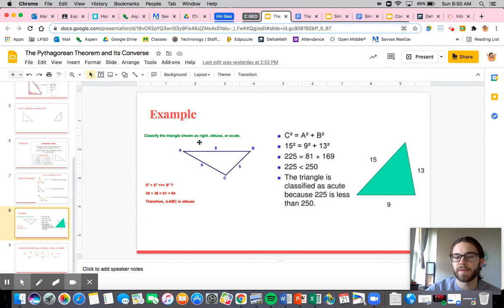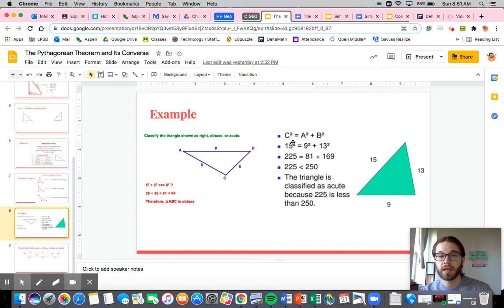For classifying them as right, obtuse, or acute, what you're going to do is figure out a squared plus b squared and c squared. You ultimately get that 61 is less than 64, which is your c squared. So it is obtuse. If c squared is the biggest number, it's obtuse. Well, let me rephrase that. C squared will be the biggest number out of the 3, since a squared and b squared are definitely smaller than c squared. But what we're saying is if c squared is larger than the other 2 added together, then it's obtuse.